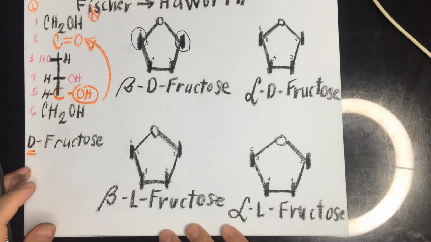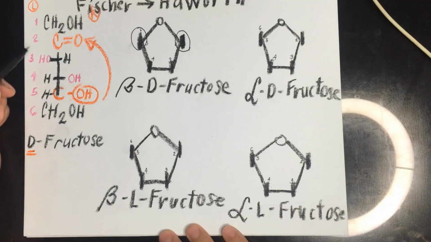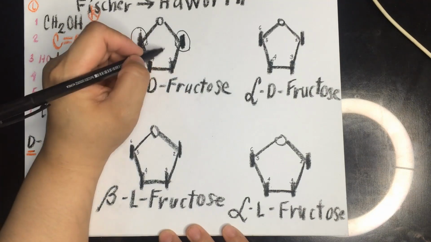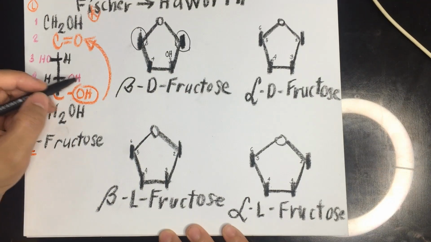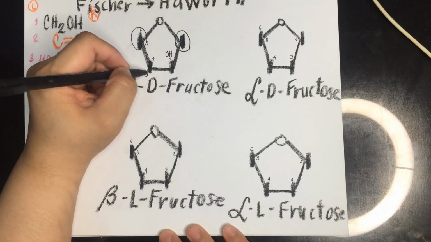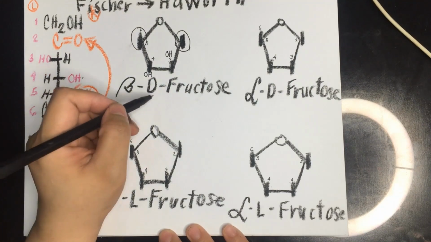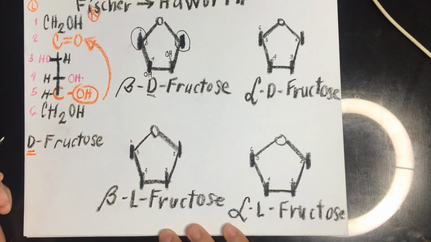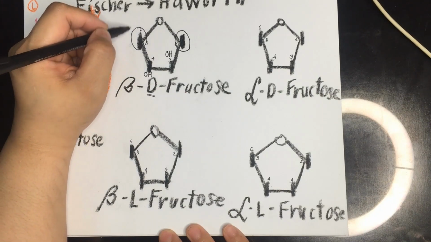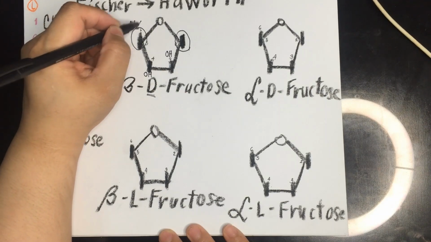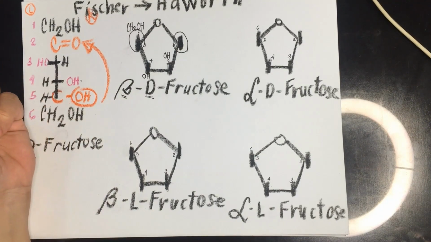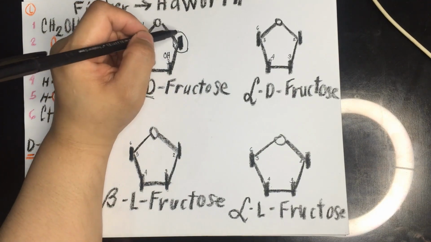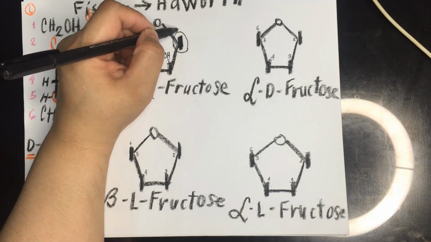Okay, so we will start with carbon number 3, wherein the hydroxyl group is located on the left side. It means we are going to put it on top. And then carbon number 4, hydroxyl group is located on the right side. We are going to put it below. It is in D configuration. It means we are going to put our alcohol on top. Next, it is in beta configuration. It means we are going to put our hydroxyl group above.